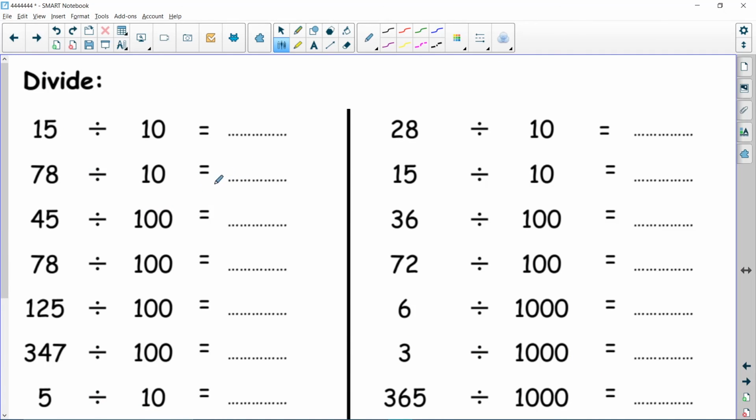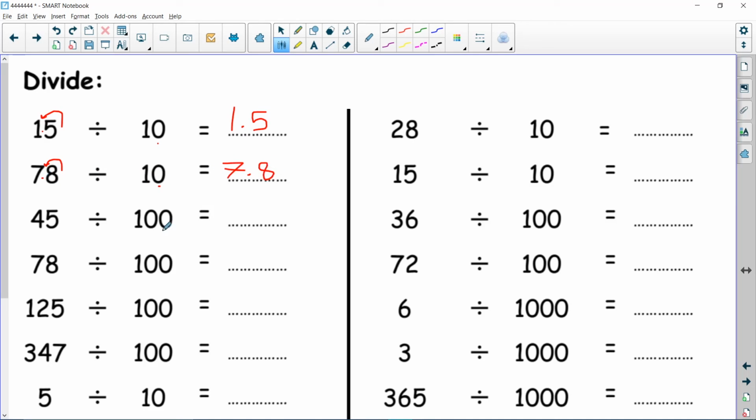Here he wants from me to divide. According to the number of zeros, move from right to left. Here just 1 zero. I will move here just 1 time. The new decimal point will be here. Then I will write 1.5. Here 78 divided by 10. According to the number of zeros, 1. I will move from right to left. The new decimal point will be here.